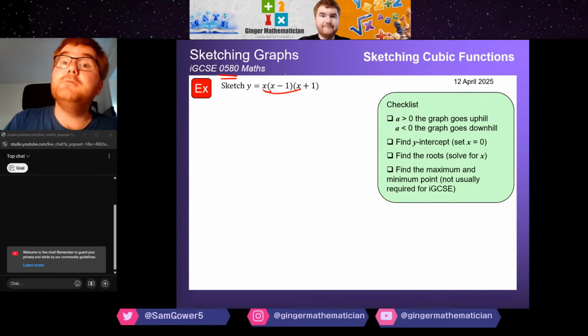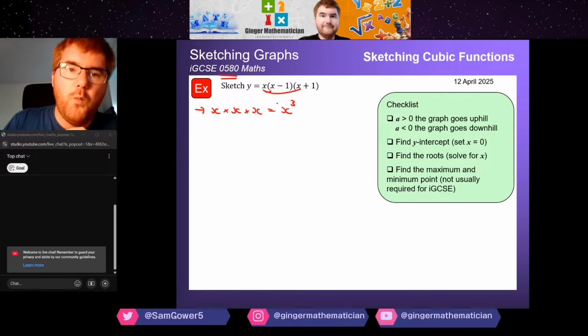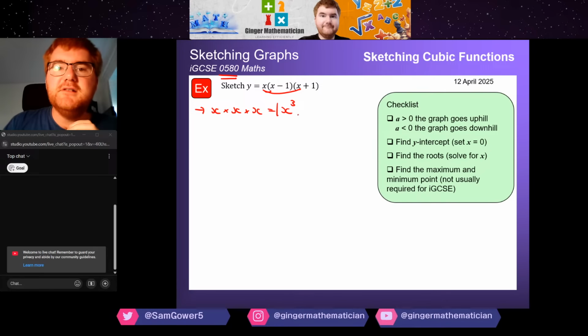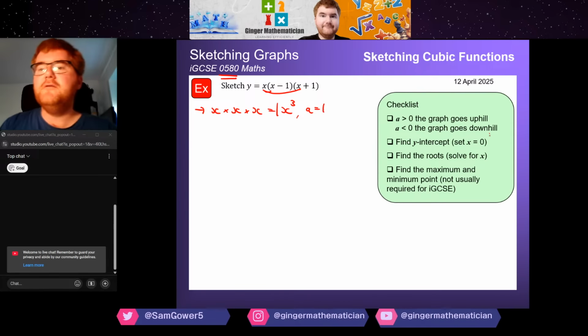So if I multiplied all of this out, I would get x times x times x, which is equal to positive x cubed, or 1x cubed. Now, because it's a positive x cubed, so a is equal to 1, the graph goes uphill.